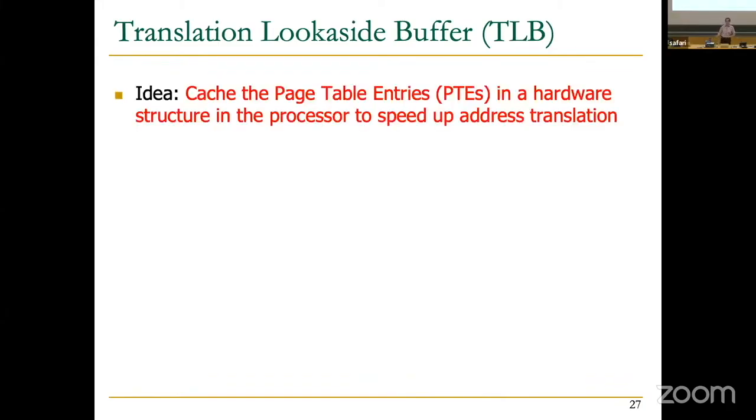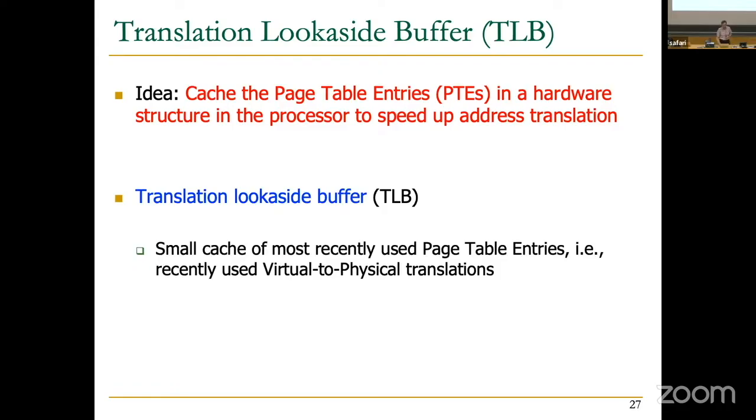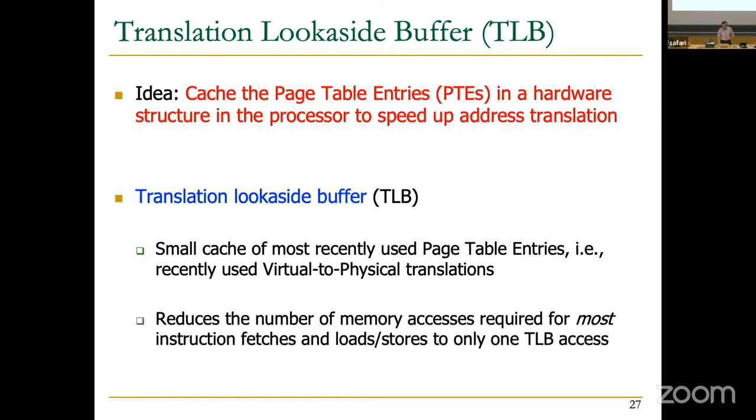But basically, it's a cache. It's caching the page table entries in a hardware structure in the processor to speed up the translation. That's the idea. All of the principles of a cache apply here. TLB, essentially, it's a small cache of most recently used page table entries. In other words, recently used virtual to physical translations. It's a PTE cache, in other words, page table entries, right?